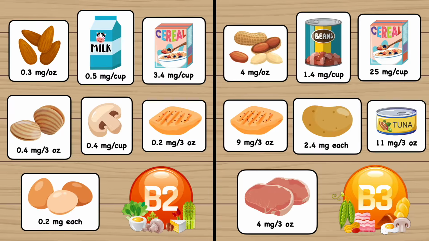The RDA for riboflavin is 1.3 milligrams per day for adult males and 1.1 milligrams per day for adult females. Sources shown include almonds, milk, clams, mushrooms, eggs, chicken breast, and enriched cereal. Then for niacin, the RDA is 16 milligrams per day for adult males and 14 milligrams per day for adult females. Sources shown include peanuts, beans, chicken breast, potatoes, pork chops, tuna, and enriched cereal.